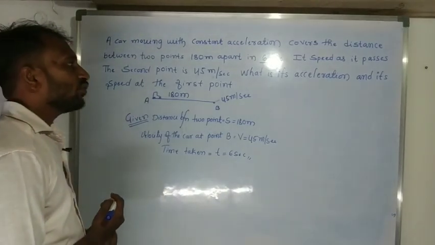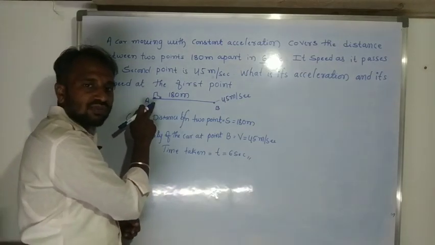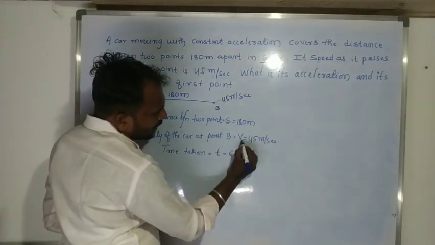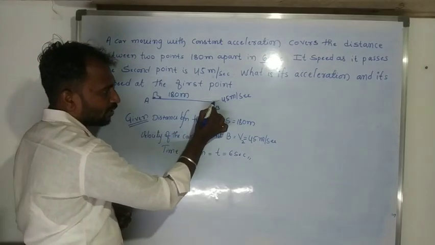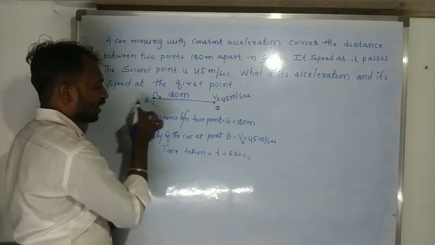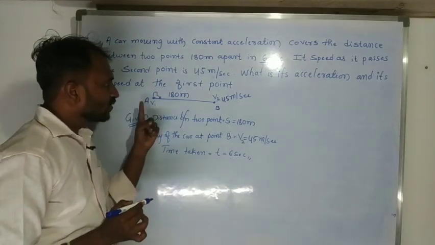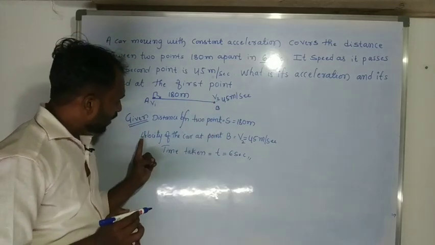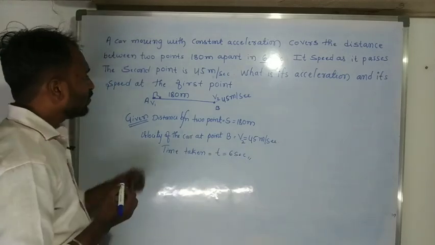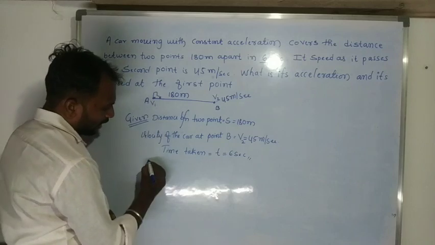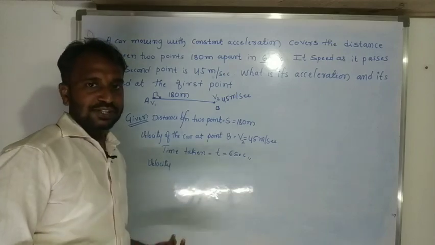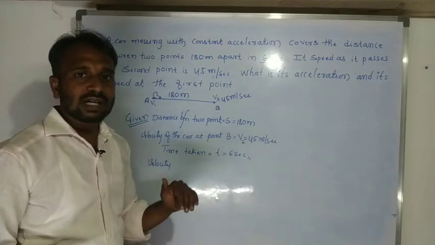So here we want to find the initial velocity, that means the velocity at point A, and the acceleration. Suppose the second point velocity is v2 and the first point velocity is v1. Here given that the second point velocity v2 is equal to 45 meters per second, and we want to find the velocity at point A. Here speed and velocity are both the same, because the object is traveling along a straight line.